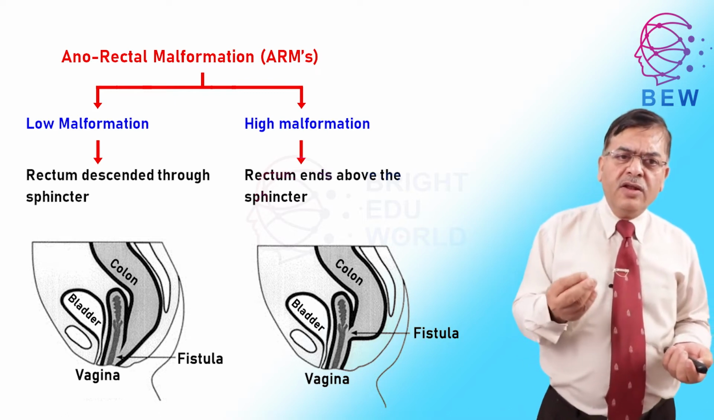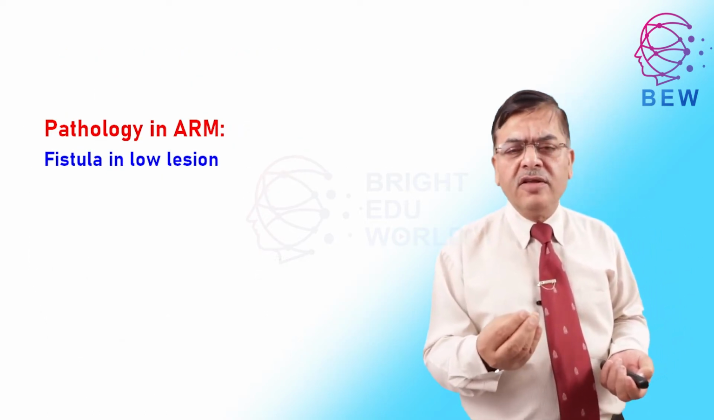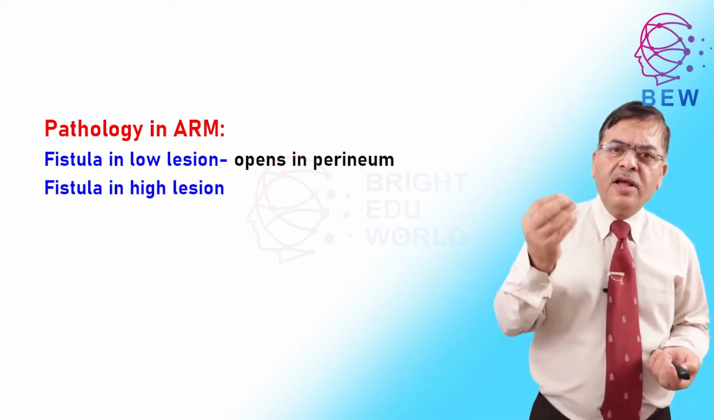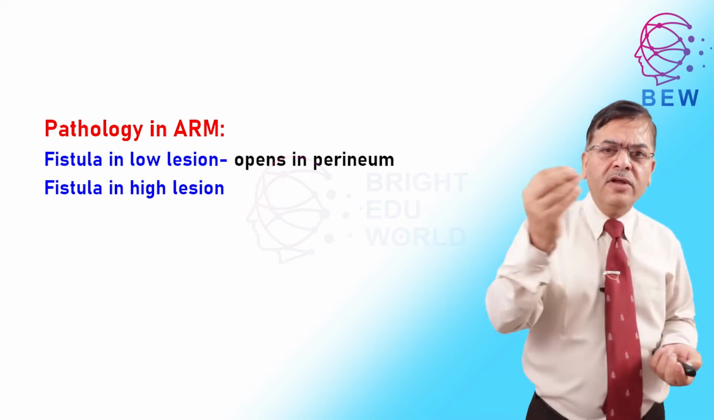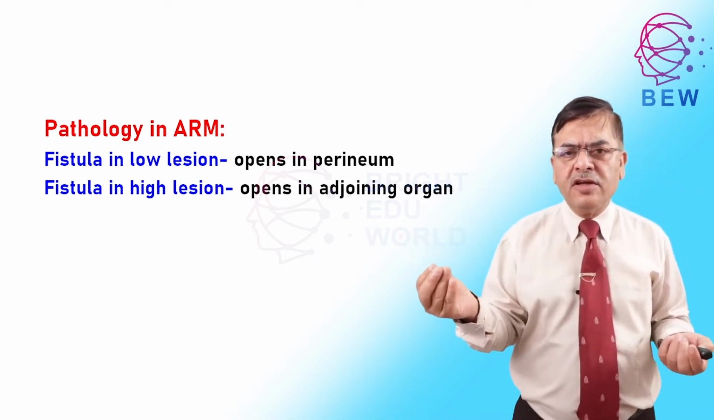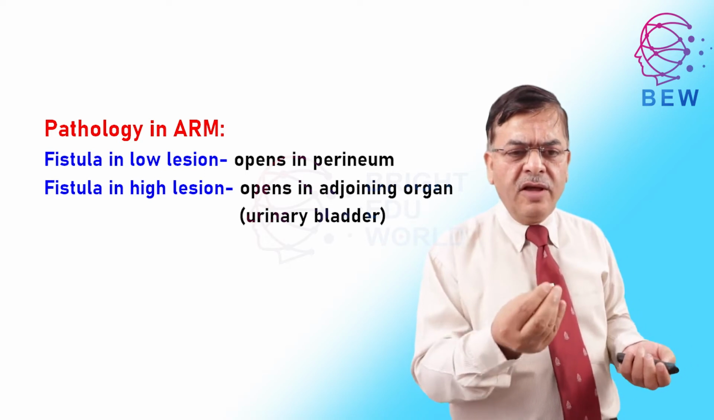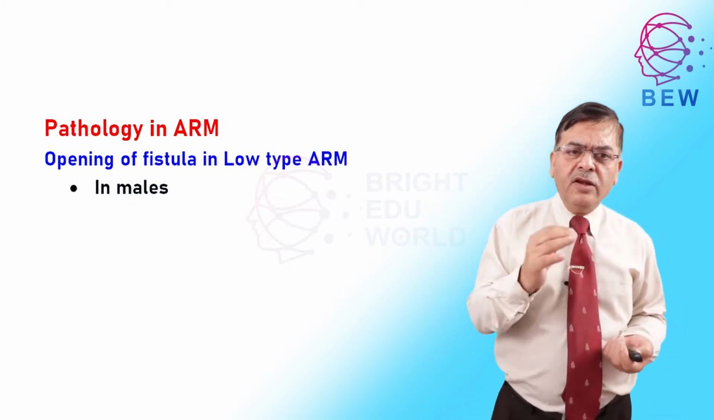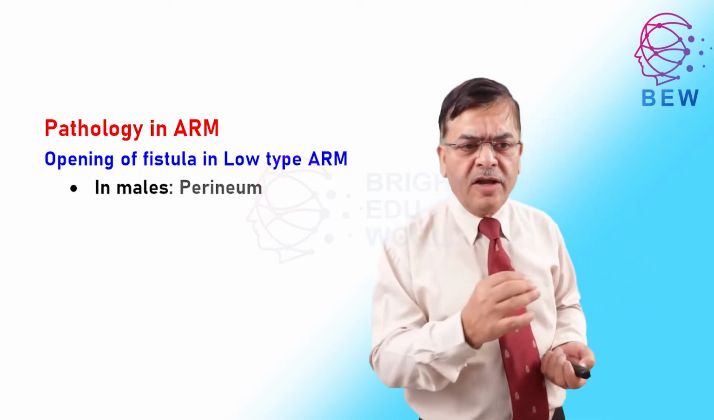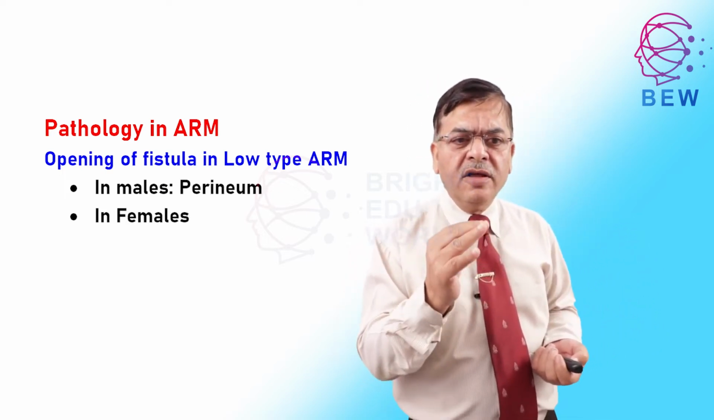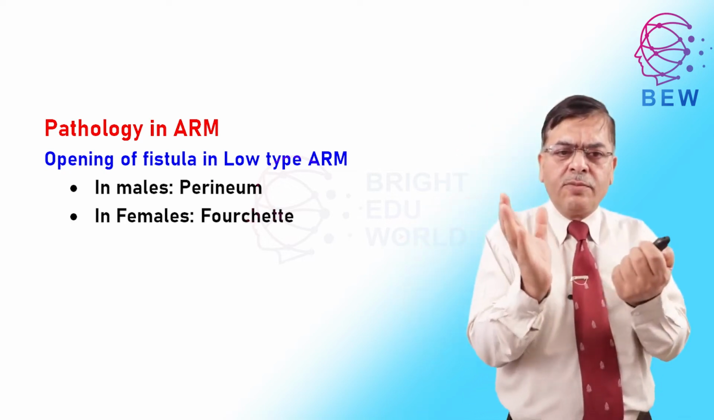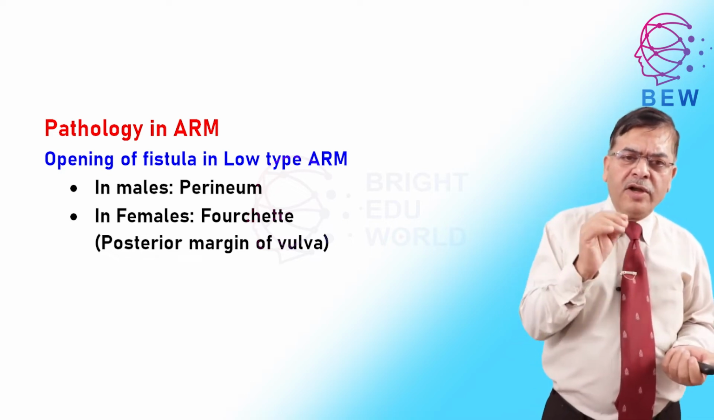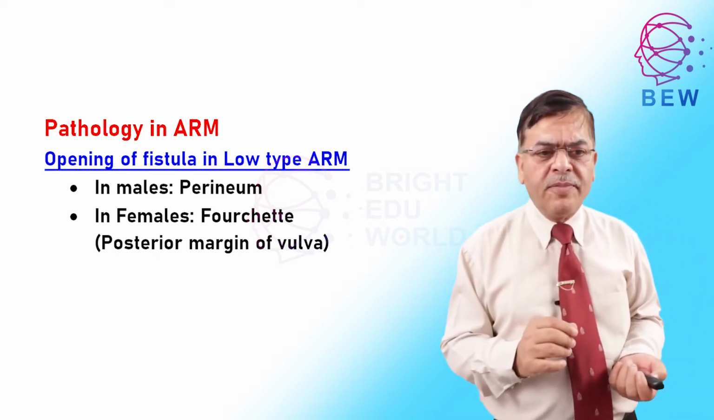If it is a low type, then the fistula is in the perineum somewhere, and if it is high type, then it forms a fistula into the adjoining organ, which is generally the urinary bladder. In males, in low type, the fistula opens in the perineum, and in the females it opens into the fossa or posterior margin of the vulva. So that is how it opens if it is a low type.